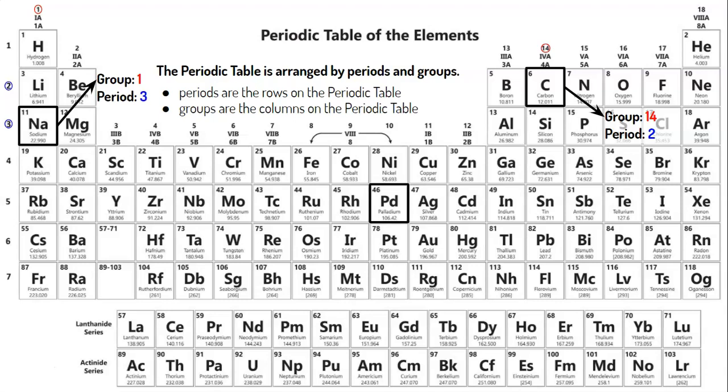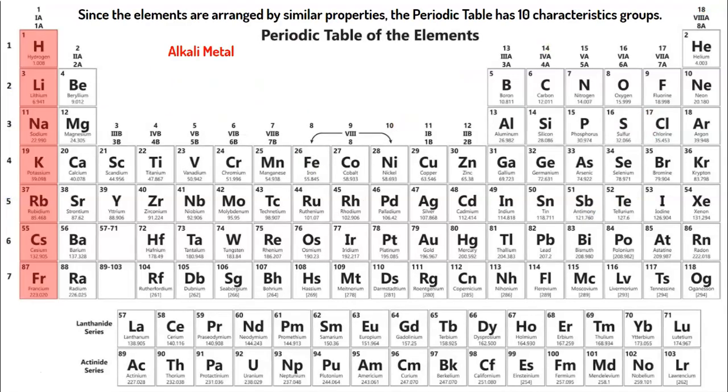Now let's go to palladium. Palladium is in column 2, so palladium is in group 2. Palladium is in row 5, so palladium is in period 5. Then we have radon. Radon is in group 18 because it's in column 18, and it is in the 6th row, so it's in period 6. That's the idea of groups and periods in the periodic table.